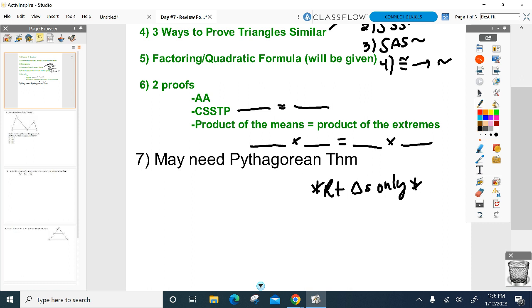Anything here? Feel like we could take it right now. No, don't do that.